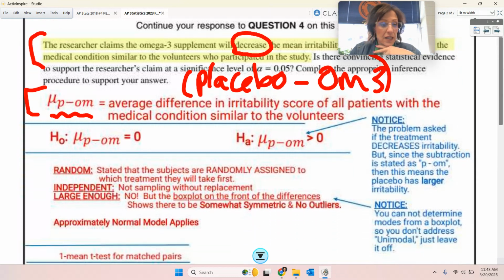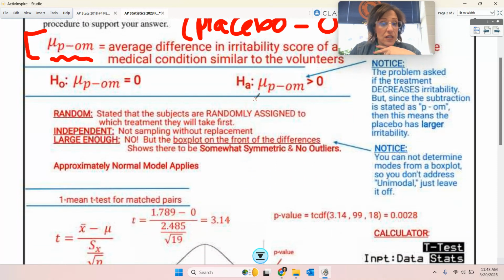Okay, so next, then I did the assumptions. These were volunteers, so they obviously were not randomly selected. And this is an experiment, so we're looking for random assignment. So here we had subjects, and it was stated that they were randomly assigned to which treatment they took first. And so that's what I had to indicate here. Oh, I should have put 19 subjects, okay?